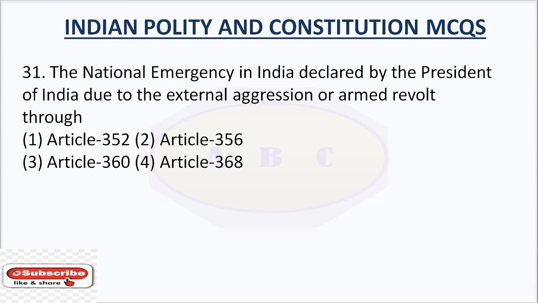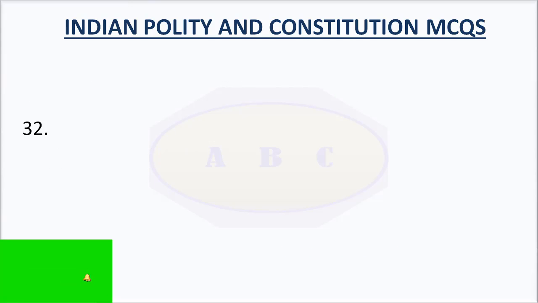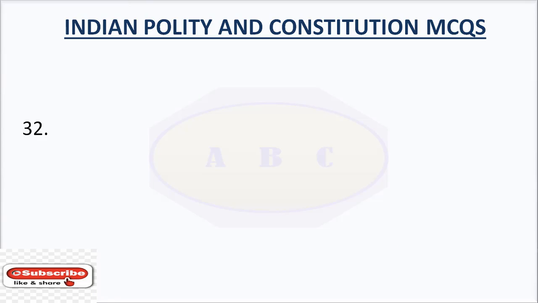Question number 31. The national emergency in India declared by the President of India due to external aggression or armed revolt is through: option number 1, Article 352; option number 2, Article 356; option number 3, Article 360; option number 4, Article 368. The right answer is Article 352.